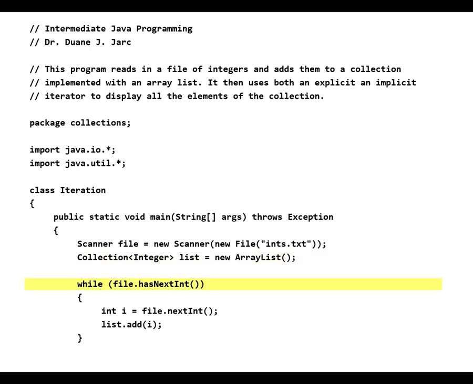First, we have a loop that reads in values from an input file. After each integer is read in, it is added to the collection using the add method. Note that the add method is one of the methods defined in the collection interface.